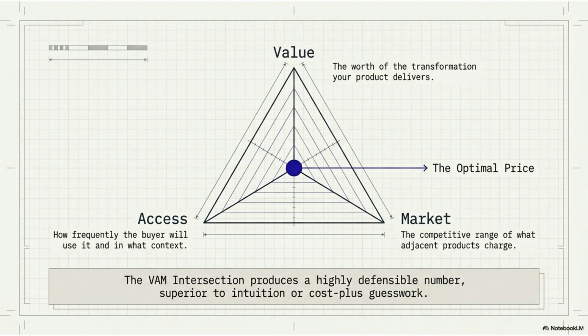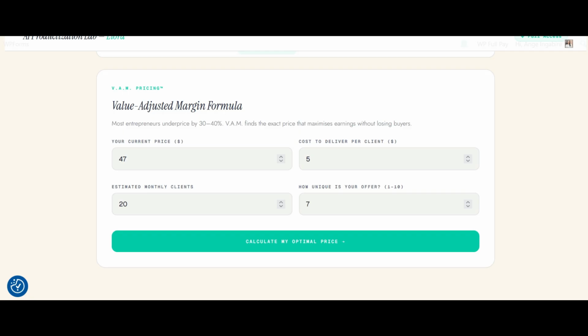Value is the worth of the transformation your product delivers. Access is how frequently the buyer will use it and in what context. Market is the competitive range of what adjacent products charge for comparable outcomes. The VAM price is the intersection of all 3, and it tends to produce a number that is more defensible and more accurate than either cost-based or intuition-based pricing. Let me show you exactly how this works with a real example inside the AI Productization Lab.